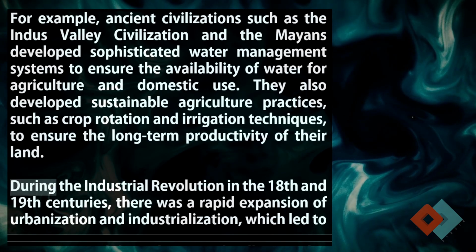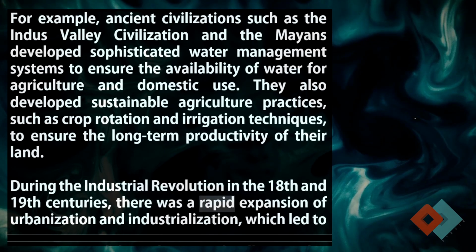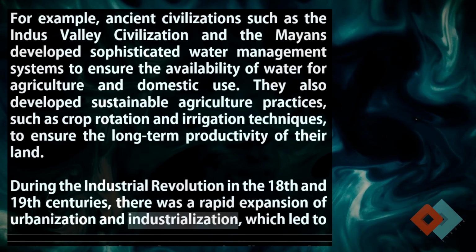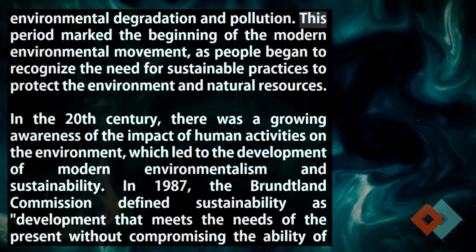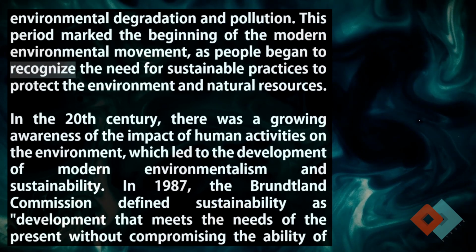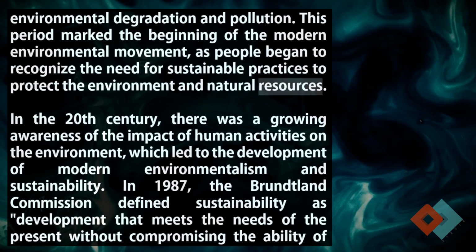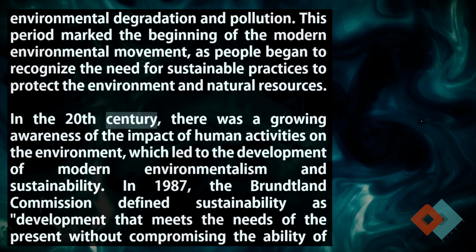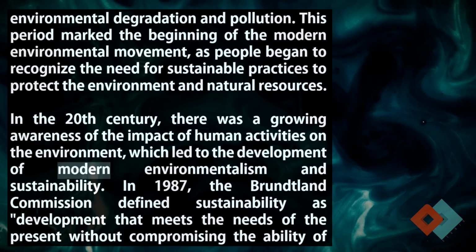During the Industrial Revolution in the 18th and 19th centuries, there was a rapid expansion of urbanization and industrialization, which led to environmental degradation and pollution. This period marked the beginning of the modern environmental movement, as people began to recognize the need for sustainable practices to protect the environment and natural resources. In the 20th century, there was a growing awareness of the impact of human activities on the environment, which led to the development of modern environmentalism and sustainability.